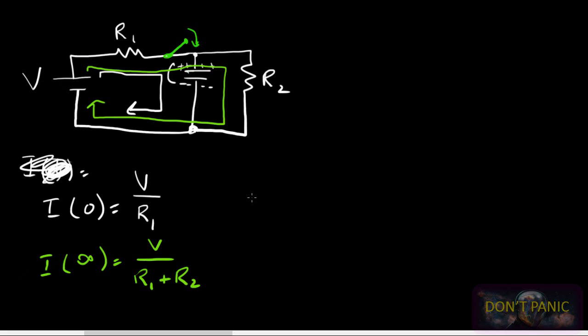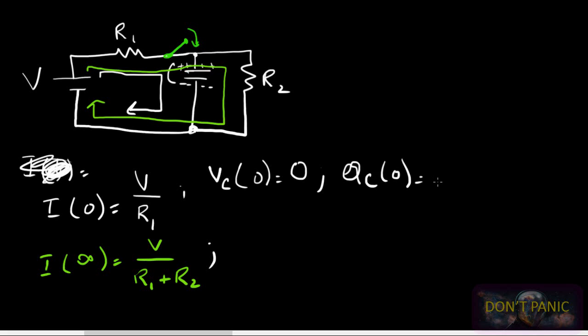Okay, so we figured out what happens at time t equal to 0, and we figured out what happens at time t equal to infinity as far as current. What about the voltage? What is the voltage across the capacitor at time t equal to 0? Well, we said that the capacitor is not charged at all, so the voltage across the capacitor at t equal to 0 is 0. And what about the charge across the capacitor at time t equal to 0? It is also 0, because we said that it was a totally uncharged capacitor.